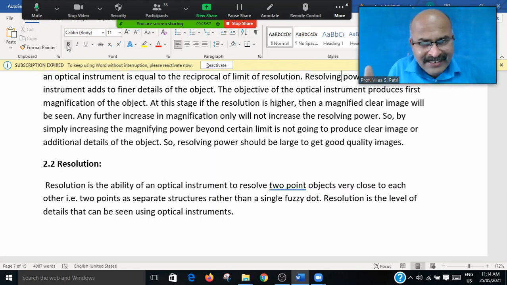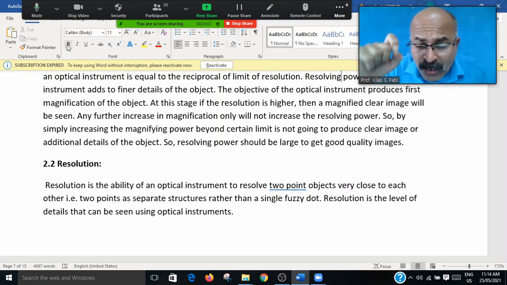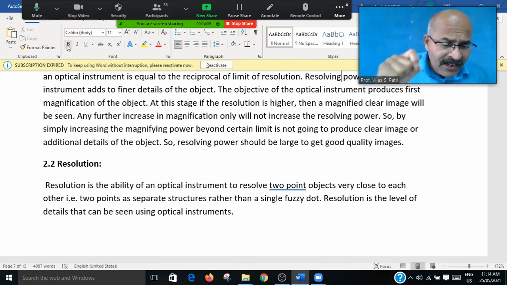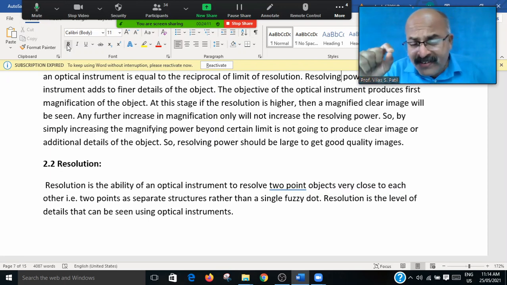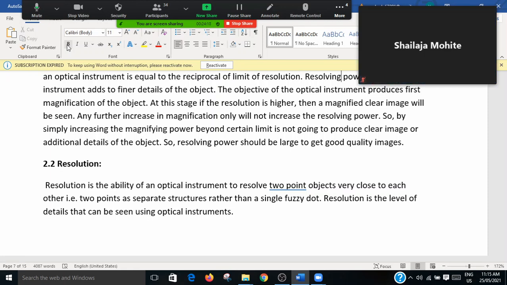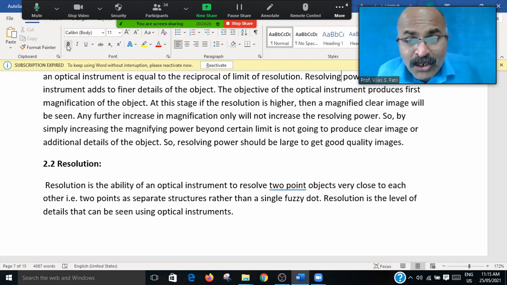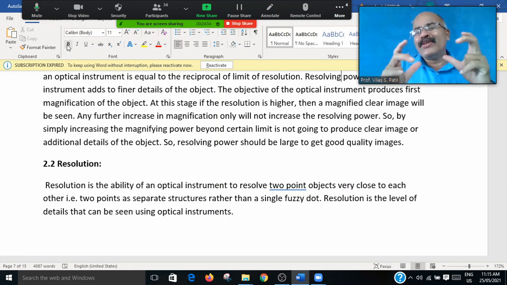It is the capacity, the ability of that instrument to resolve two point objects very close to each other. That is, the two points appear as separate structures rather than a single fuzzy dot. That is the fuzzy dot. Fuzzy means the two points come together into one fuzzy dot, which makes a large image. We don't want that image. That is, the resolution is the ability of the optical instrument to resolve two point objects very close to each other. We have to resolve them.